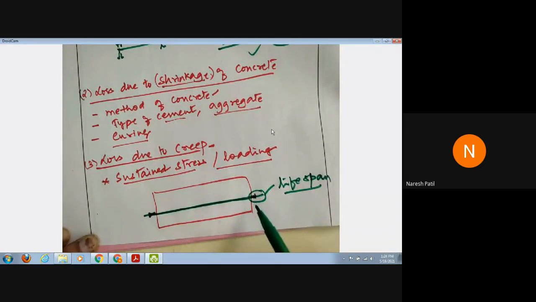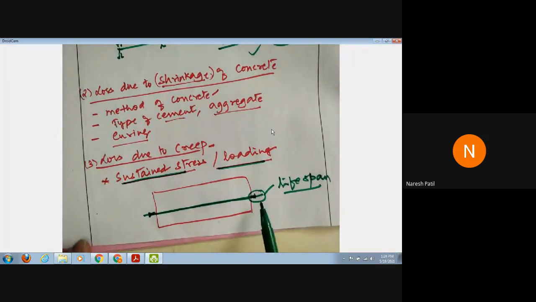This force is applied what? It is throughout the lifespan. जब तक मेंबर रहेगा, जब तक स्ट्रक्चर रहेगा, तब तक ये लोड कंटिन्यूसली अप्लाई करते रहेगा. So that's what is called as sustained stress or loading. The load is sustained, not temporary. It is permanent. It is fixed.